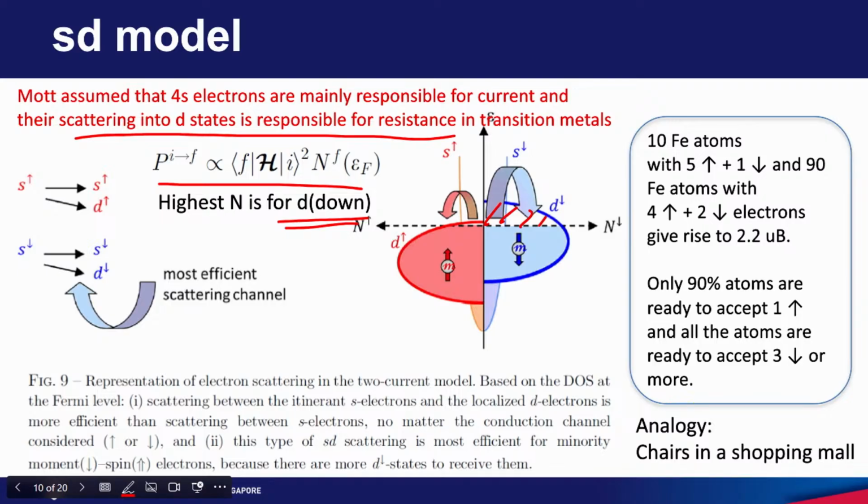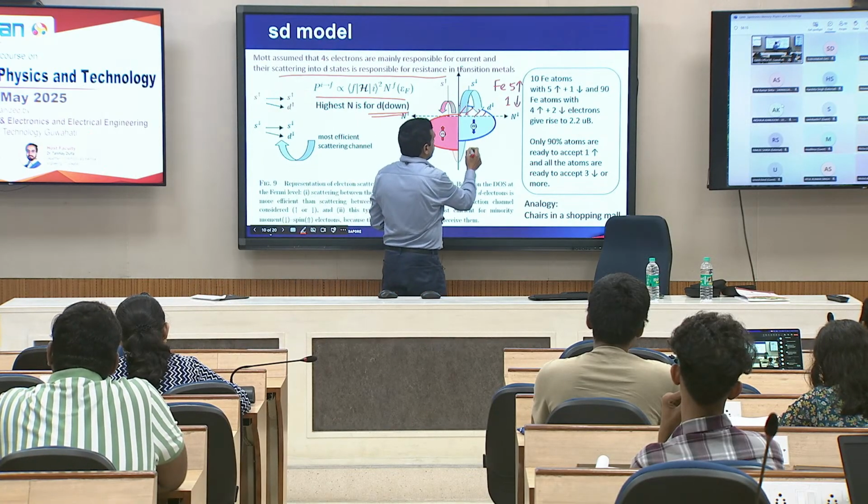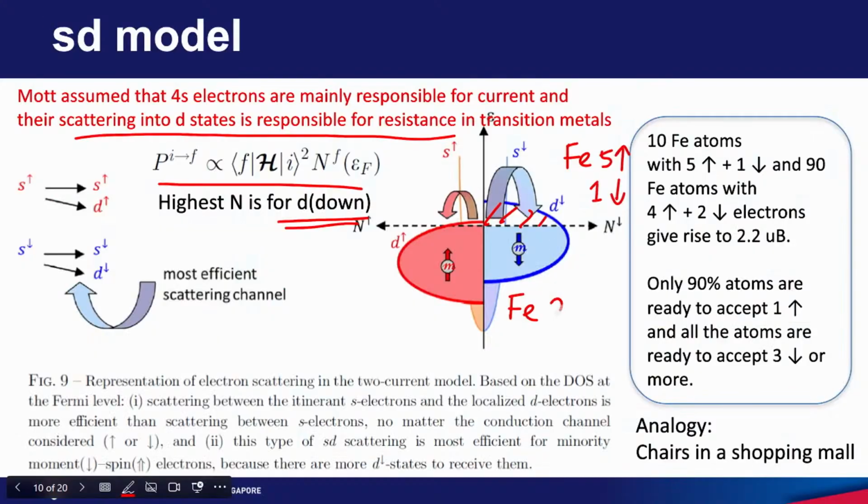Otherwise, let us go back to the simple picture. In a simple scenario, I told you that an iron atom has 5 up spin and 1 down spin, right. This is an isolated iron atom, but in a real crystal we learnt that the atomic moment of iron is 2.2 Bohr magneton per atom. So, I did some simple calculation of how we can arrive at this 2.2 Bohr magneton per atom.